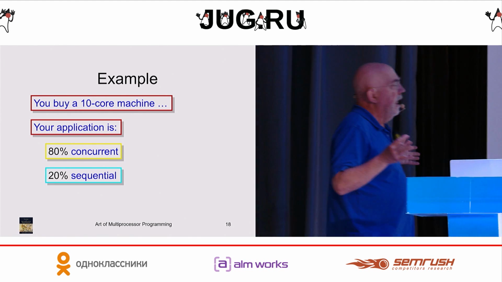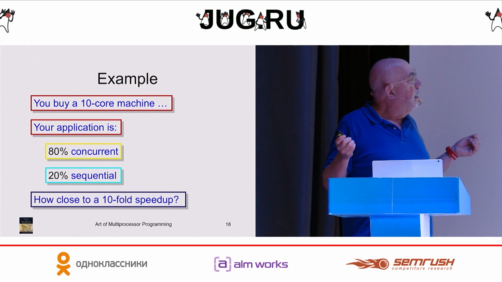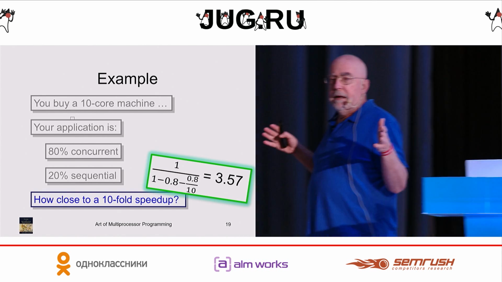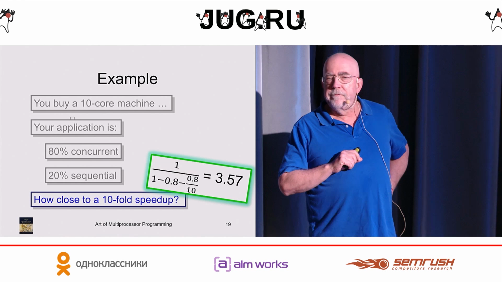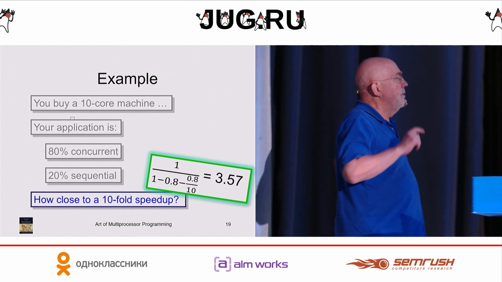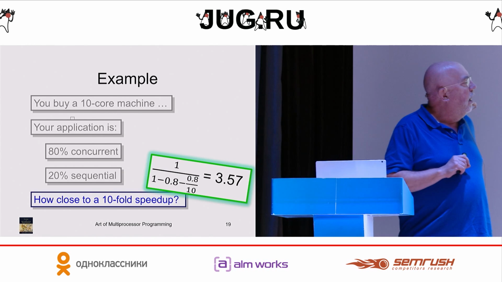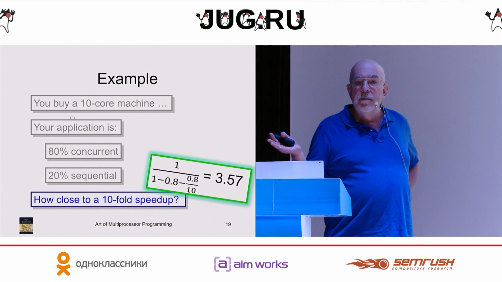And so how much speed up do you get with an 80% concurrent program? Well, not even 4-fold speed up. So this is starting to look very, very tough. Even if your program is 80% parallel and only 20% sequential, you only get 3.5 times speed up on a parallel machine.